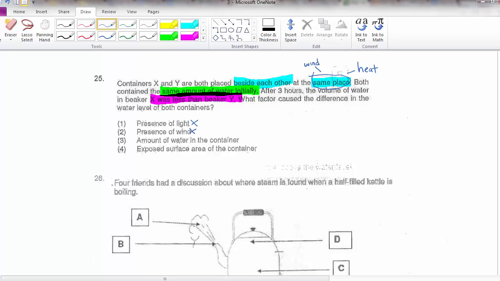Amount of water in the container, no, it really says the same amount of water initially. So this is wrong. The only possible reason and the only logical reason is exposed surface area. So that means one container could be something like this, the other container could be something like this. So although they are in the same place, because of exposed surface area, this one will evaporate faster as compared to this one. Okay?